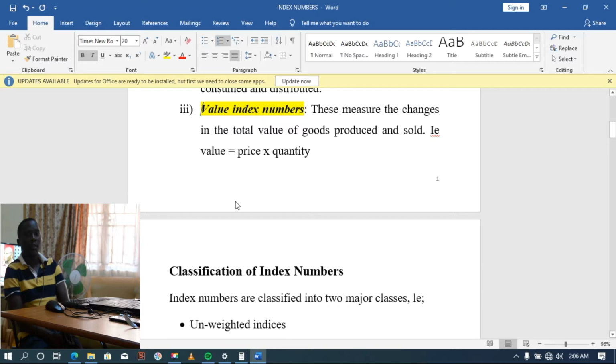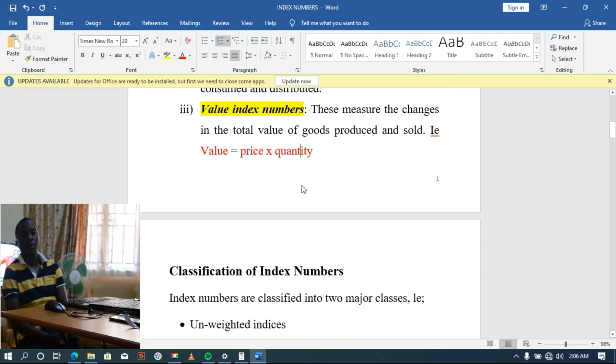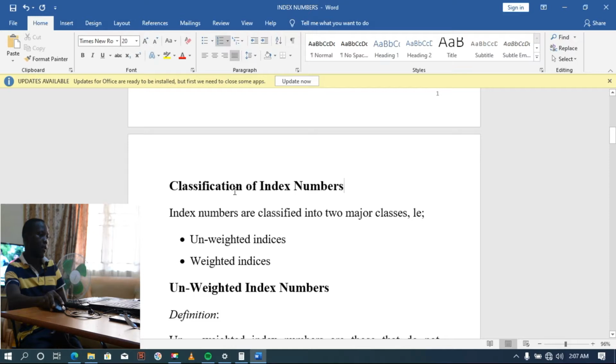Value index numbers measure the changes in the total value of goods produced and sold. Basically, value is obtained as a product of price times quantity. Value is a product of price and quantity. This shows the value of a commodity in one period against the value of that same commodity in another period. Index numbers are classified into two. So, classification of index numbers.